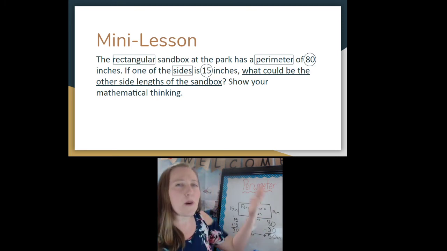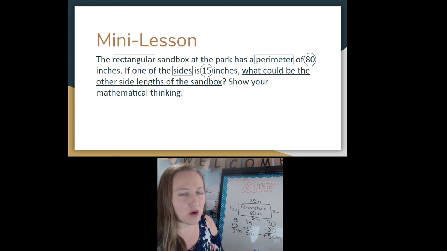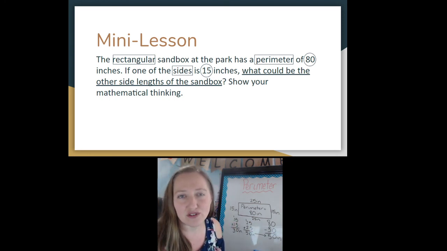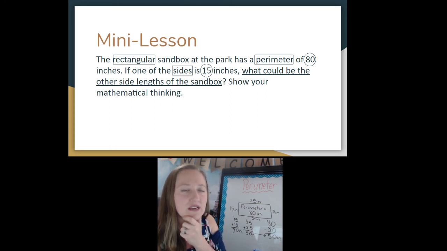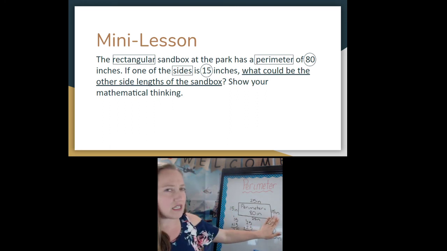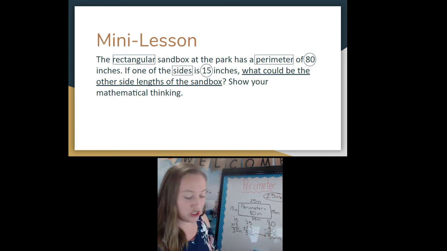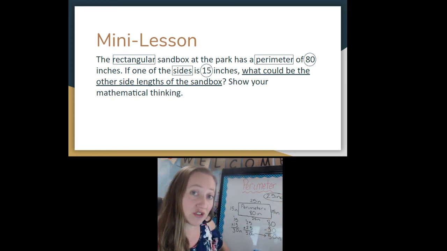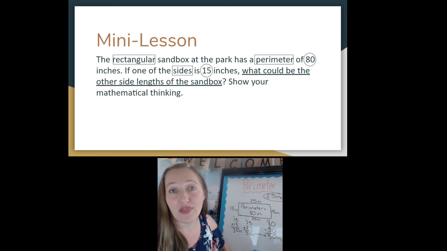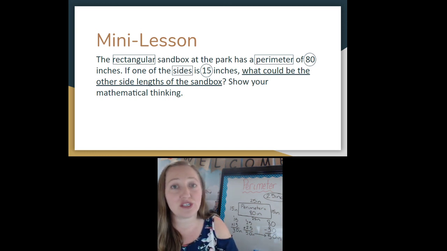Yes. So let's go back to the beginning. Let's go back to our question so that we can see if we've answered the question. What could be the other side lengths of the sandbox? So they gave us the 15. So what's the other side lengths? 25. So 25 inches is the other side lengths. We always got to make sure we go back to the original question to make sure that we've answered that question. That's where the cube strategy comes in.